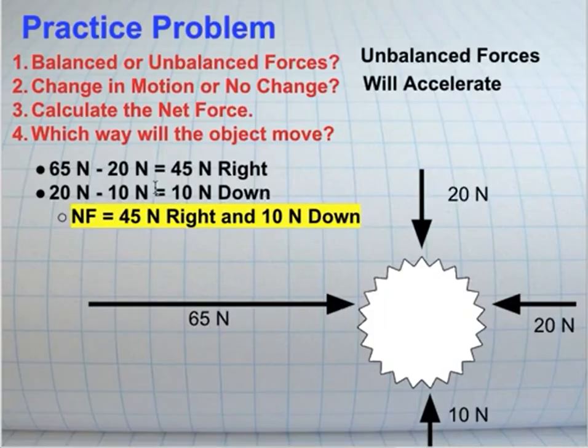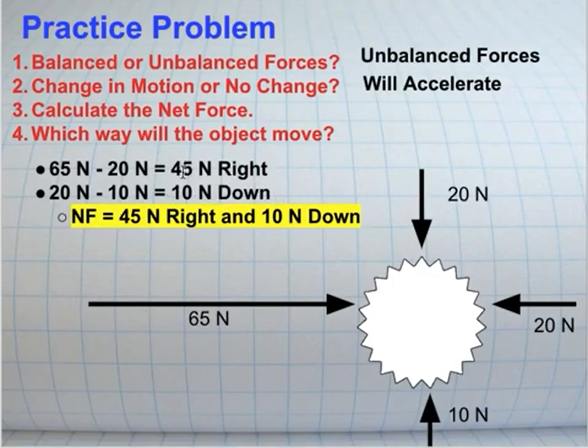Now I'm going to look at my down and up arrows. In this case, I have my 20 newtons and I have 10 newtons. They're going in different directions, so I'm going to subtract those two forces. I have to calculate the net of those two. So 20 minus 10 is 10 newtons. And again, I have to write the direction down. In this case, my down arrow is stronger than my up arrow, so I know that the object is going to be going downwards. So it's 10 newtons down.